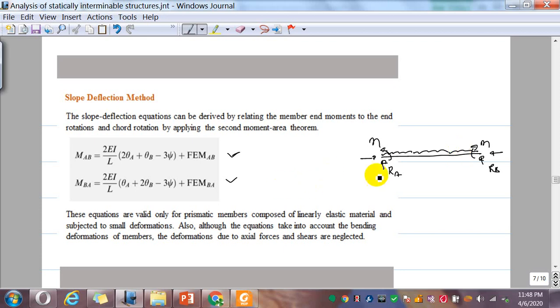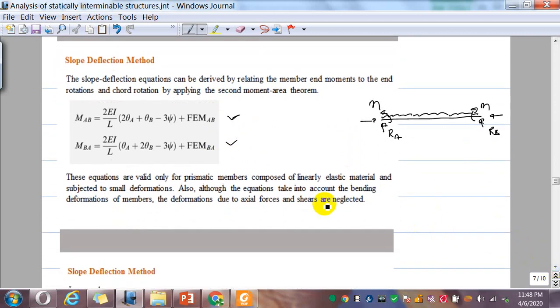The slope deflection equation can be derived by relating the member end moments to the end rotation and chord rotation by applying the second moment area theorem. Here we have used the conjugate beam method and derived this term. These equations are valid only for prismatic members composed of linearly elastic material and subject to small deformation. Also, although the equations take into account the bending deformation of members, the deformation due to axial forces and shear are neglected in this method.